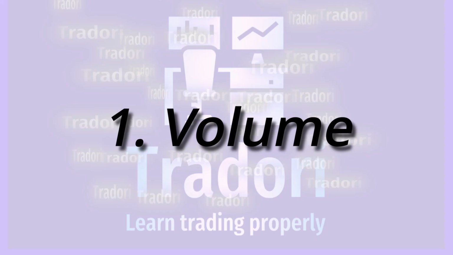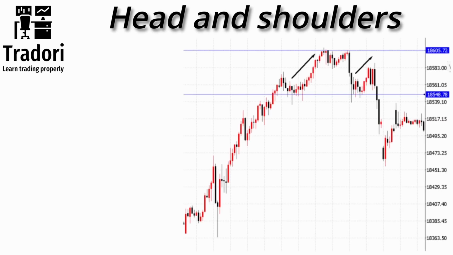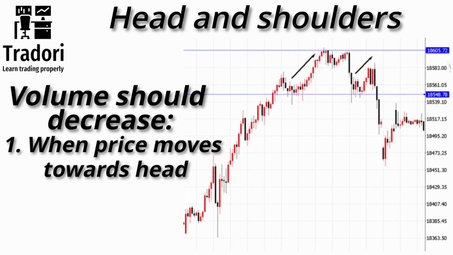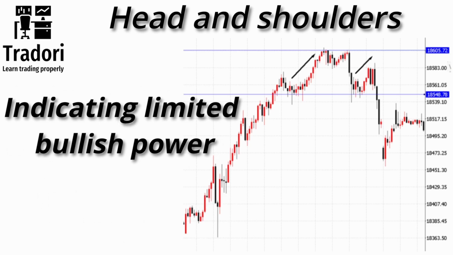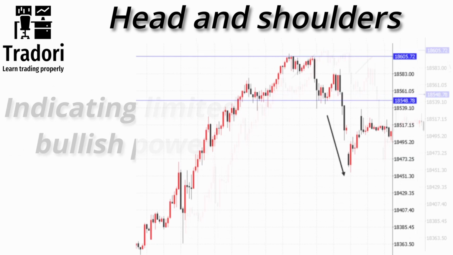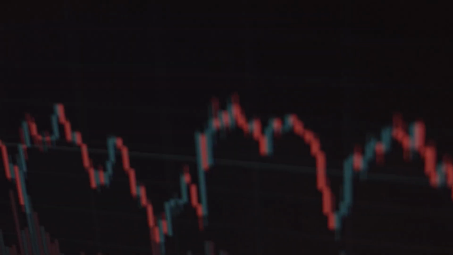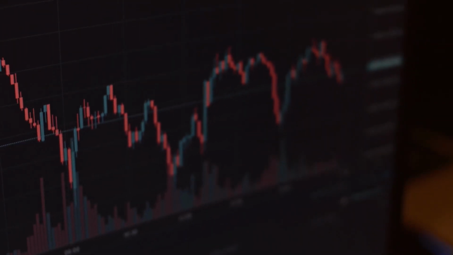First, volume. It is one indication of the strength behind a price move. With the classic head and shoulders pattern, you'll see that trading volume starts to lessen as the price moves higher towards the head and then again when it rebounds from the right shoulder, indicating limited bullish power. A spike in volume when the price moves below the neckline suggests that the selling pressure will remain intense. If neither of these volume signals is in play, the decline may be short, or the price might not cross the neckline at all.